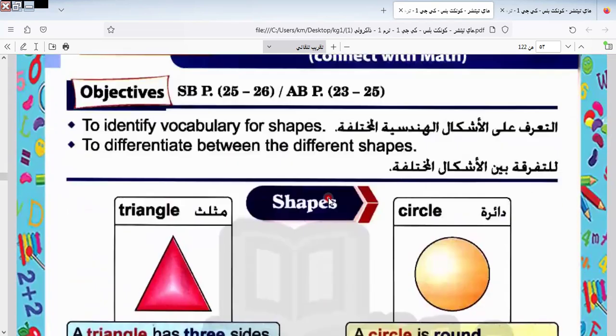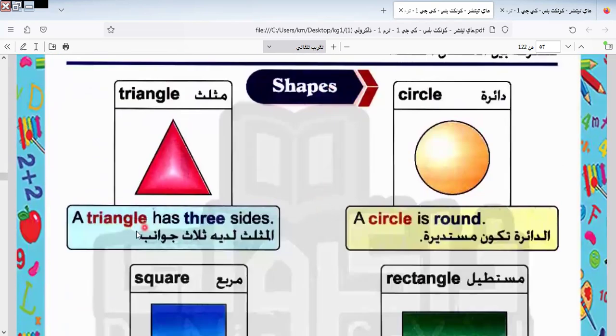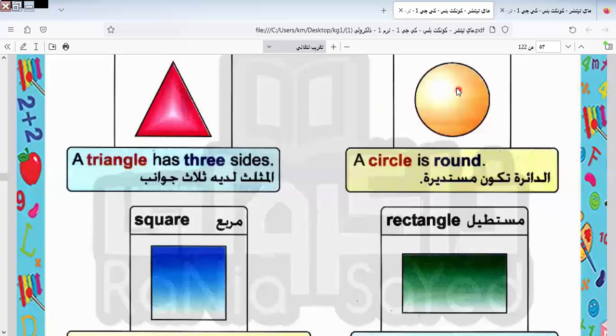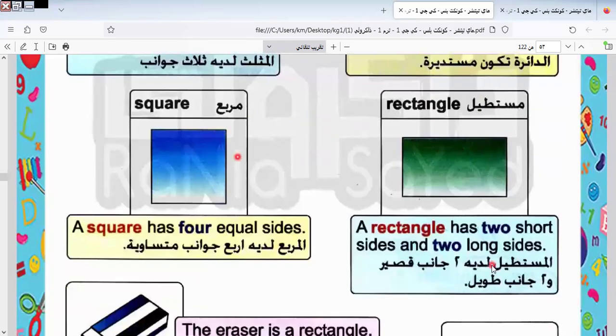Here are the shapes. I think we took it in mathematics. Triangle has 3 sides: 1, 2, 3. So it will be 3 sides. There is a circle, round. The circle is round. The square: how many sides are in a square? It has 4 equal sides. I think we took it in mathematics also. 1, 2, 3, 4. Here are 4 equal sides.